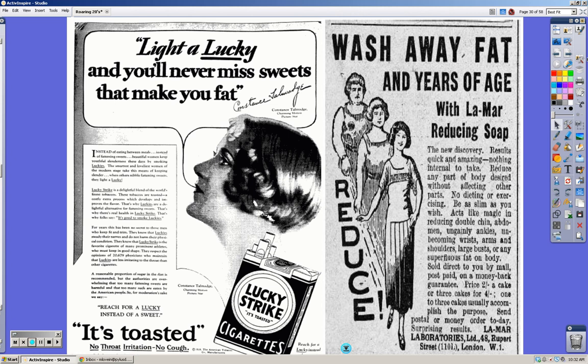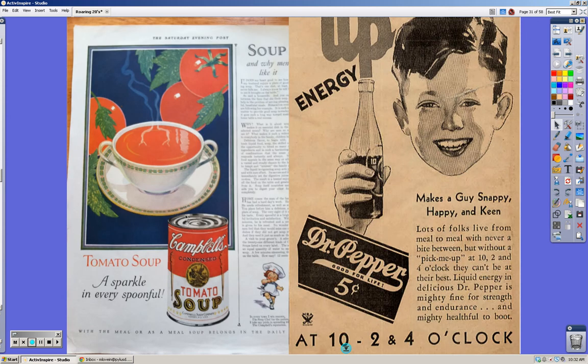Okay, wash away, and there's other stuff like soap. It says wash away fat in years of age with a Lamar reducing soap. Just kind of ridiculous things like no dieting or exercising, be slim as you wish just by using the soap. Obviously not true. Then tomato soup comes in. Okay, you can see this artistic impression of what tomato soup is like, all these fresh tomatoes.